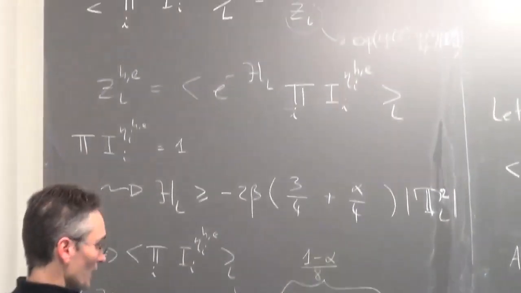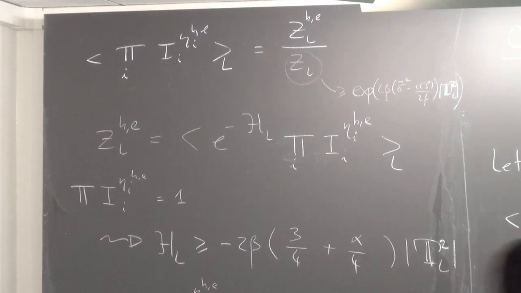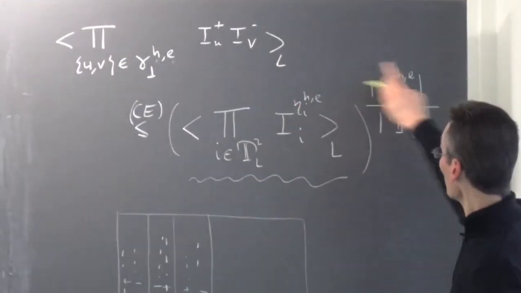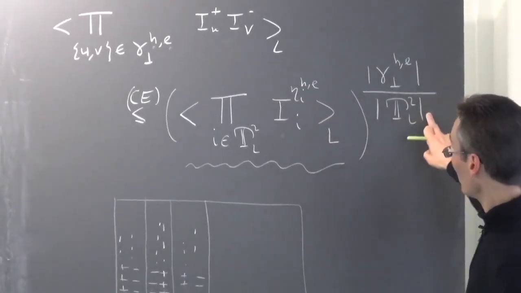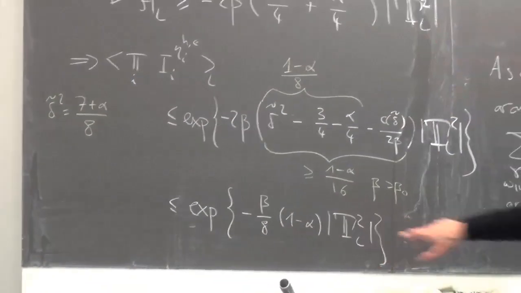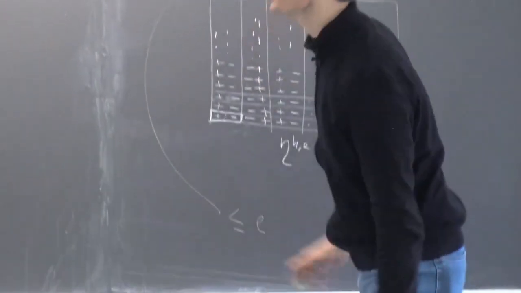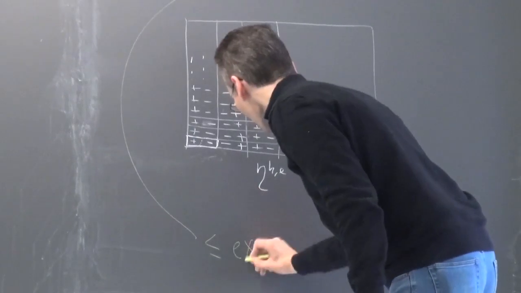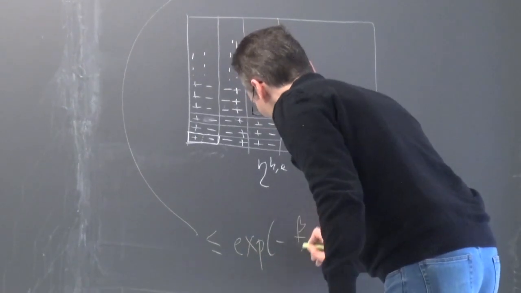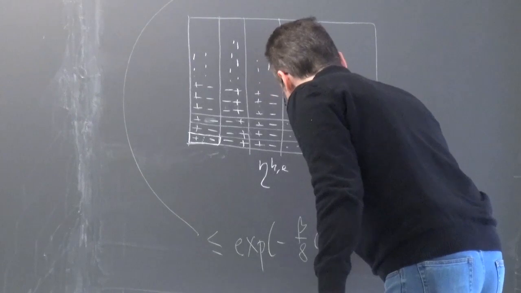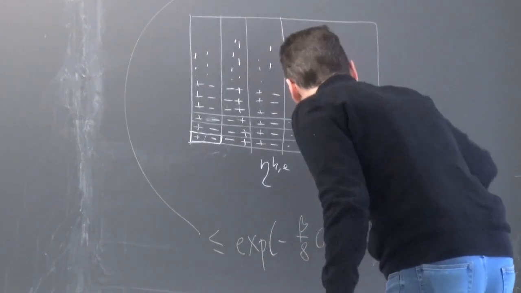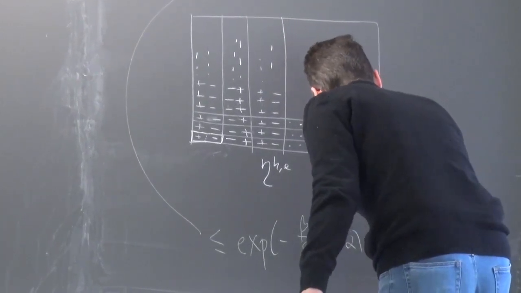And then if you go back to the estimate we want, that's the quantity we want to control, and we have this, so we have to take 2 to the power gamma divided by the size of the torus. This removes the torus and replaces it by gamma. So if I use this estimate, I get that this is smaller than e to the minus beta over 8, 1 minus alpha, times gamma orthogonal H.